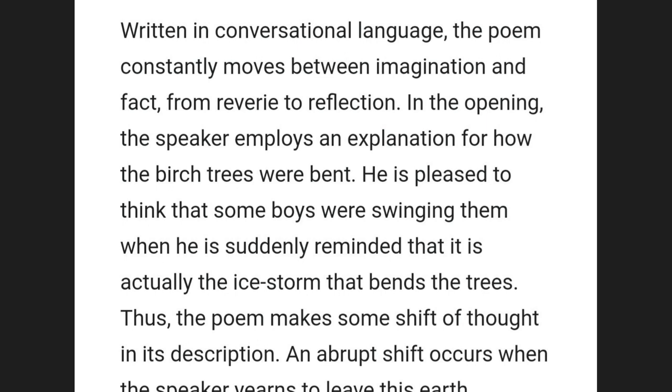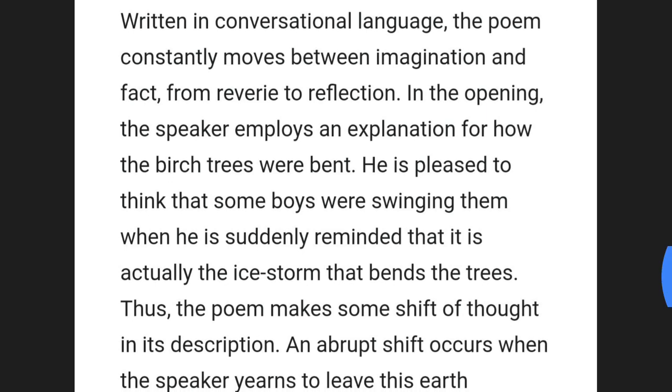The poem constantly moves between imagination and fact. So there are two things happening at the same time in this poem. One moment the poet is imagining. He is in his imaginary world, where he is thinking about the birch trees being bent because some children must have been playing with them, swinging from the branches and bending them. And he too used to do that in his childhood. So he thinks about all these things. These are aspects of his imagination. And on the other hand, it is the reality. So imagination and fact, from reverie to reflection.